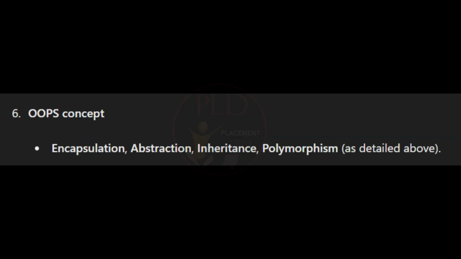The sixth question is OOPS concept. It is encapsulation, abstraction, inheritance, and polymorphism. We have explained this question in detail before.